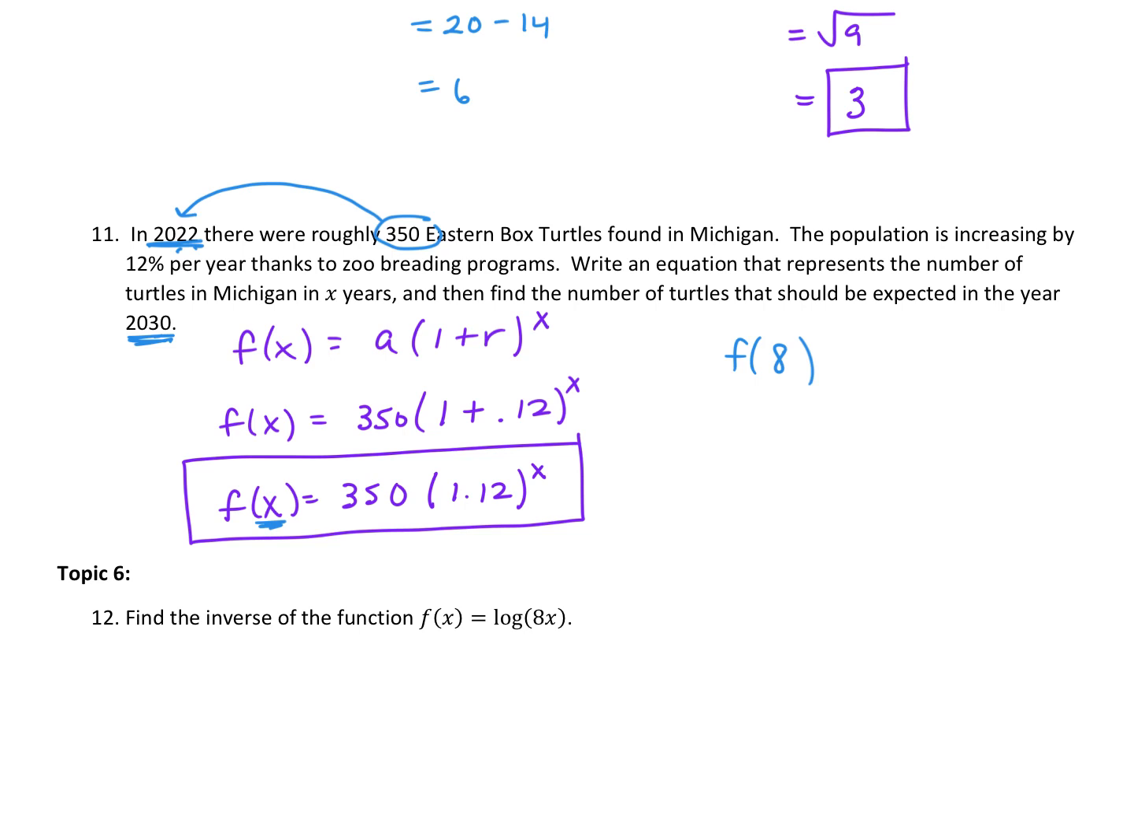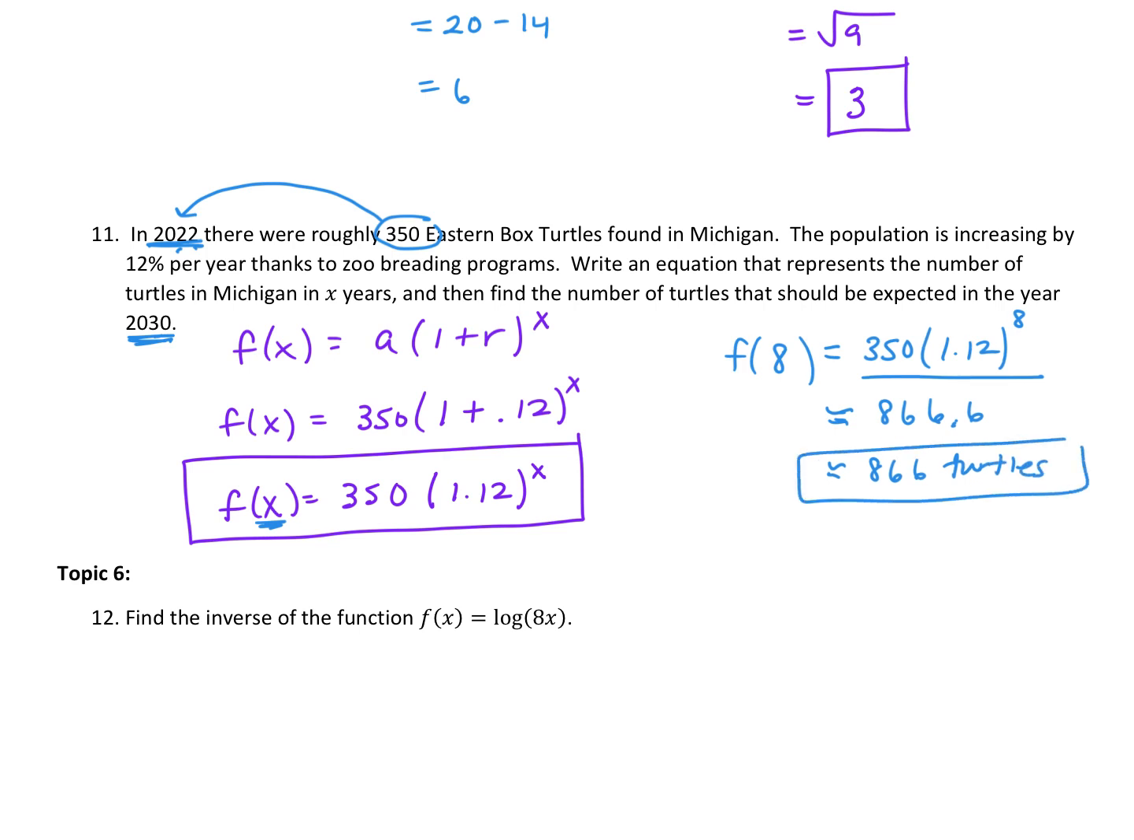So we're going to figure out what f of 8 is. That just means take our function that we already figured out, 350 times 1.12 raised to the 8th power. And then we're just going to do this math. If you grab a calculator and type that in, you get 866, and it's about equal to, I'm doing some rounding here, 0.6, but we're not going to leave a decimal value just because we are talking about turtles. So we'll say it's about 866 turtles versus the 0.6, because I can't have 0.6 of a turtle.